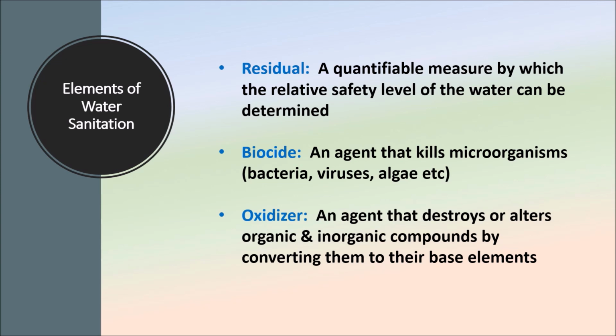It does so by converting them to their base elements, thereby enabling our combined chlorine to once again become free available chlorine. If we can make our sanitizer successfully meet all three of these requirements, then we can actually make the claim that we can use our new product as a water sanitizer.